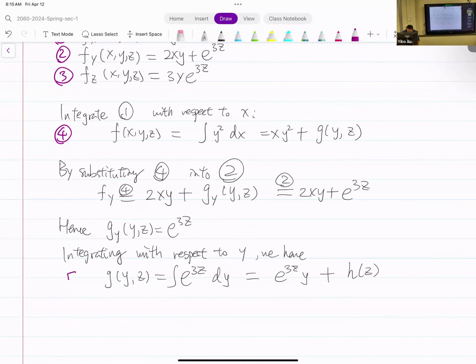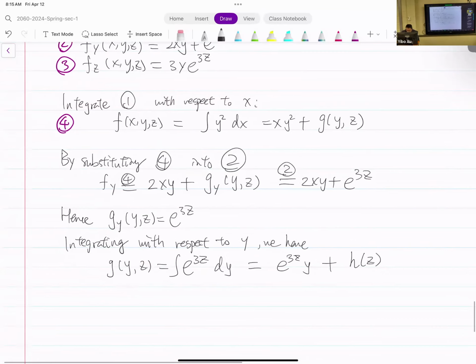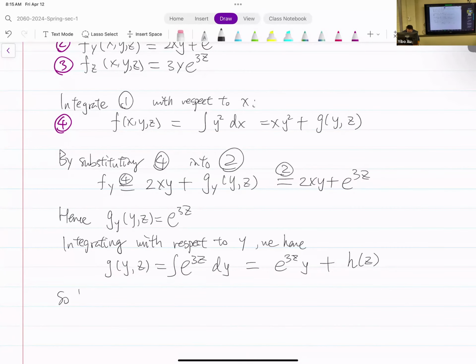So we do the substitution into 4, and we will get equation 5. Putting that back into 4, that will be the new expression for f, which is what we call equation 5. So we know g is now another function plus h, right? So it is x y squared plus e to the 3z times y plus h of z.